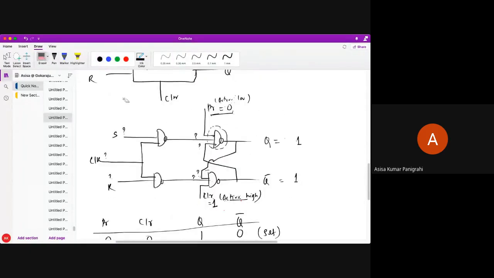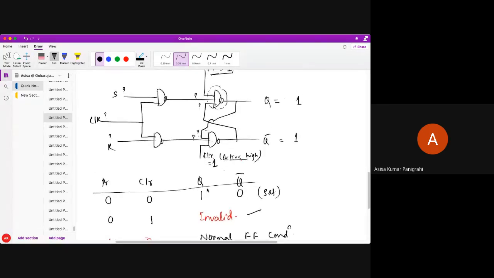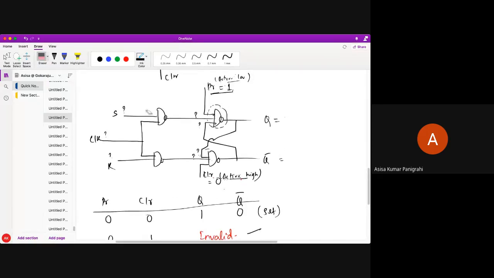So what have we got here? Preset equal to 1, clear equal to 0. If preset equal to 1, this is active low, so it is not going to give any output over here. Third condition: preset equal to 1, clear equal to 0. What will we get for Q and Q bar here? Very simple. Third condition.